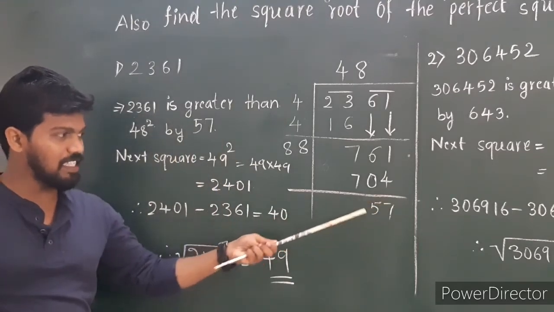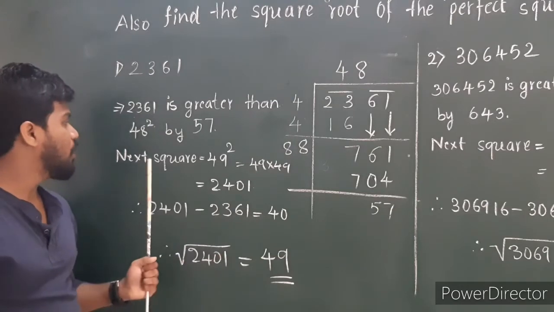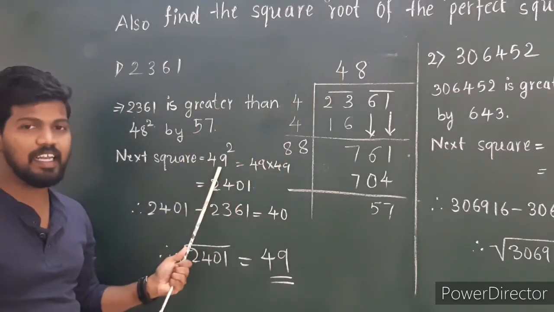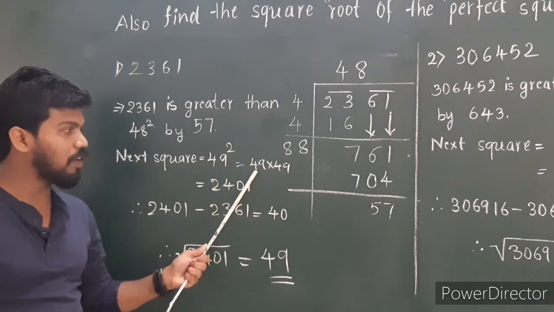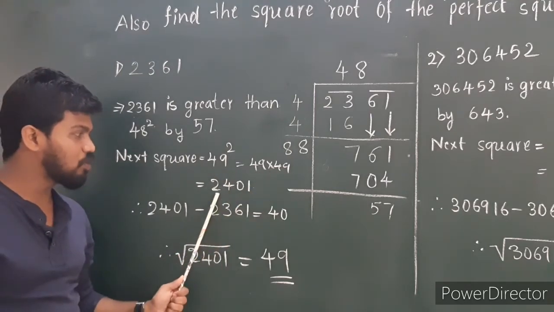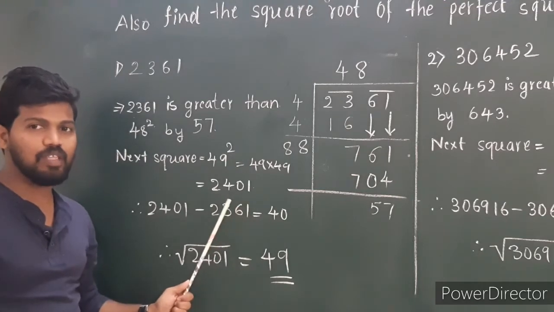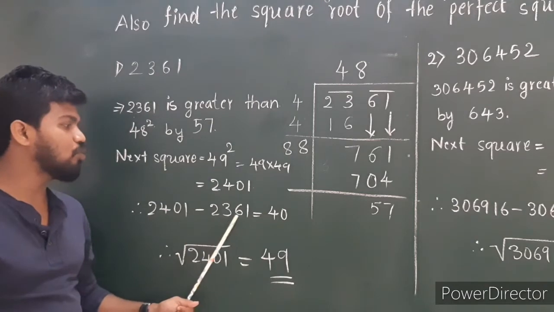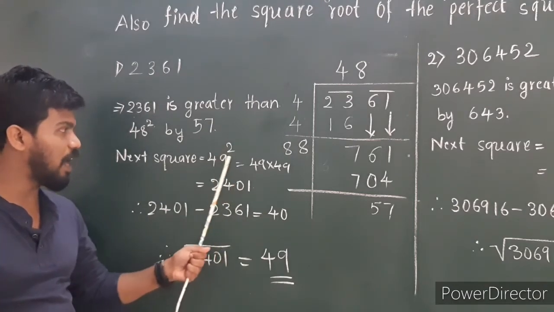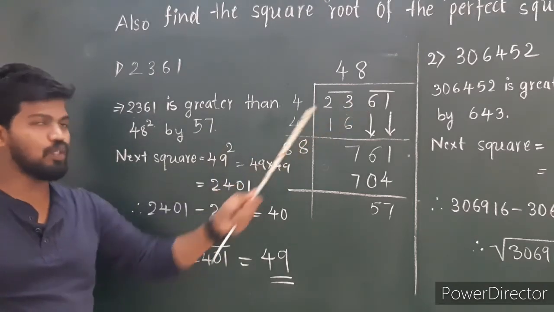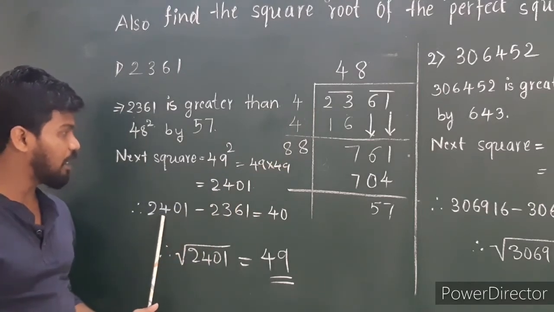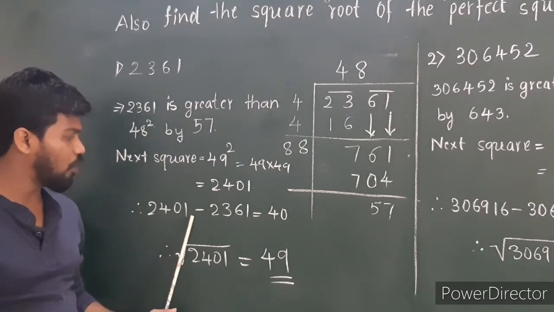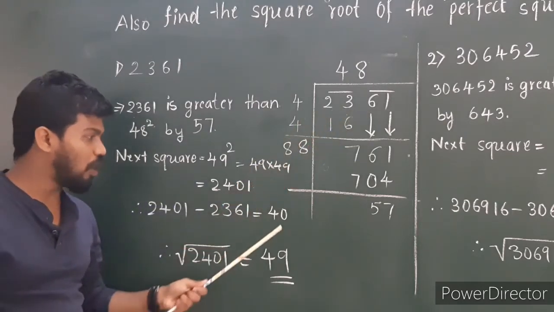Since you know that 57 is the remainder, the next square after 48 square is 49 square. 49 square you get from 49 into 49, so that is 2,401. Here 49 square is bigger than 2,361. So 2,401 minus 2,361 you get 40.